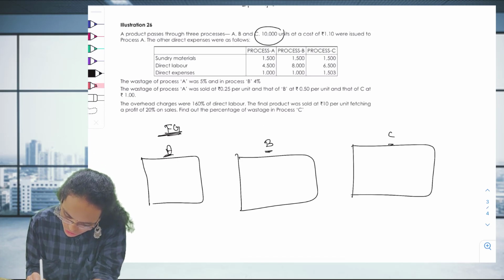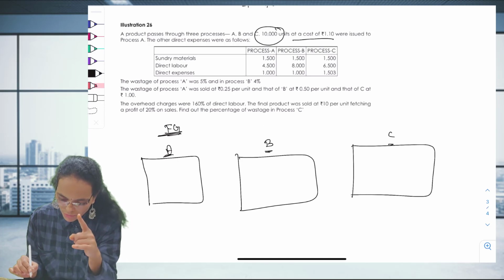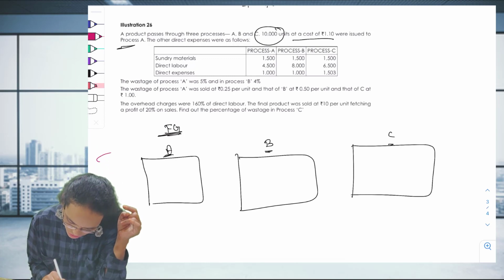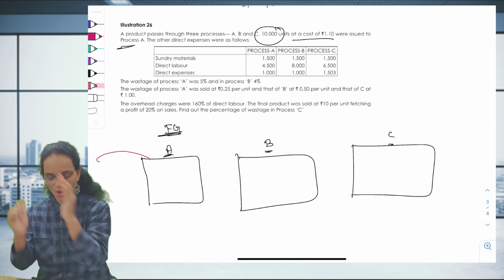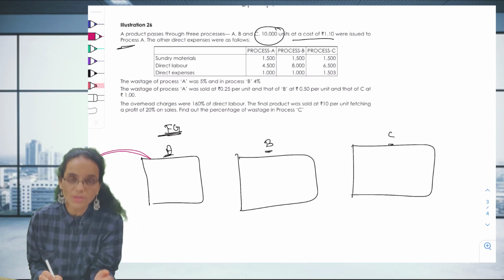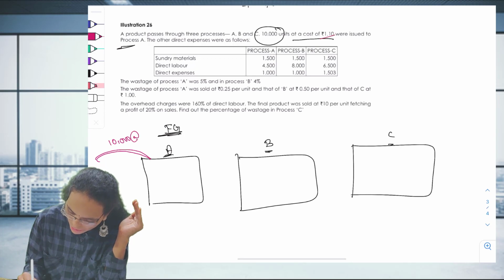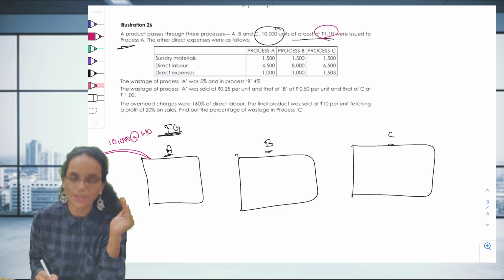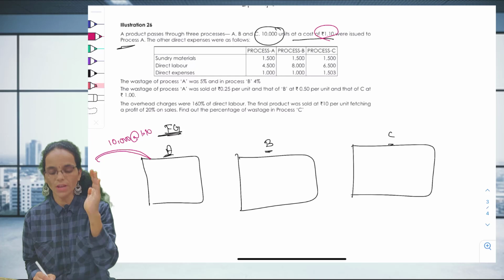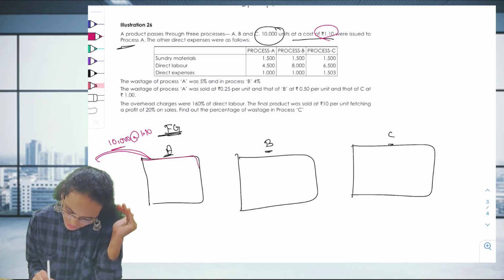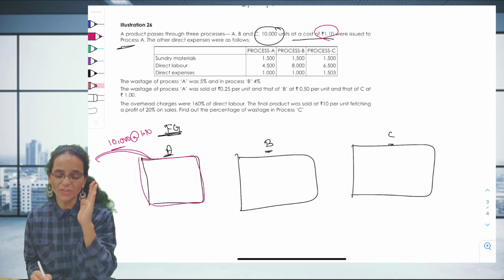See, 10,000 units at a cost of 1.1 paisa were introduced in process A. In the sense, we have introduced certain raw material into process A. So for the first process, we have introduced 10,000 units at a rate of 1.1 paisa per unit.